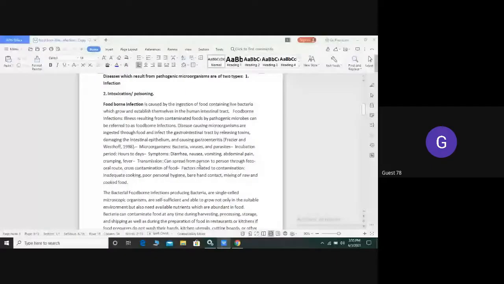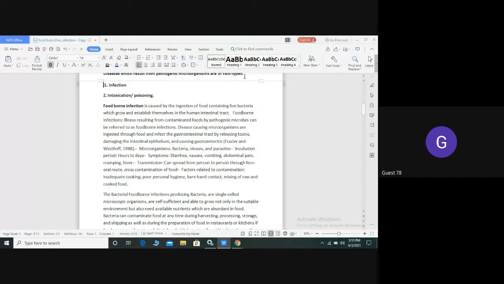Diseases which result from pathogenic microorganisms are of two types: infection, and second, food intoxication and poisoning. What is food intoxication and poisoning? First of all, we will discuss foodborne infection. Foodborne infection is caused by ingestion of contaminated food containing live bacteria which grow and establish themselves in our human intestinal tract. First the microorganism enters by ingestion of contaminated food, and then the microbes attach to the mucosal and submucosal part of the intestinal tract.